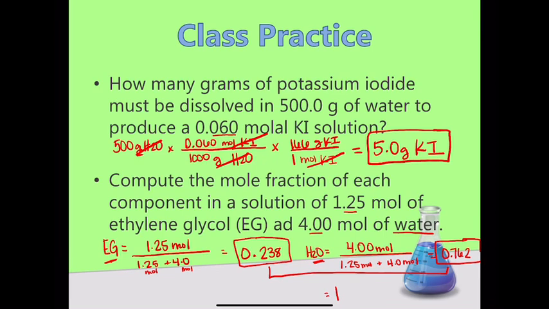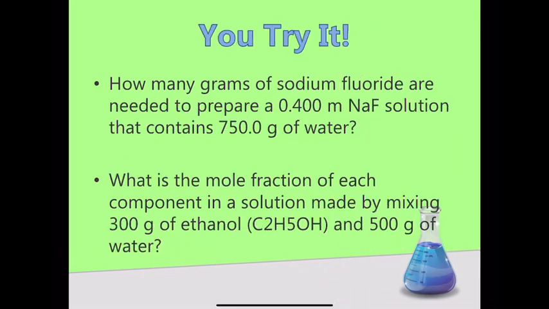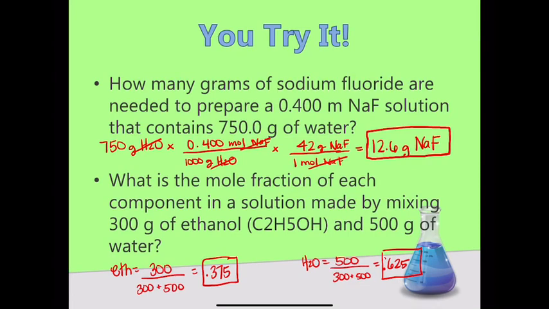All right, so here are 2 for you to try, 1 mole fraction and 1 molality calculation. Pause me for now and then come back and check and see if you got them right. All right, so if you've worked these, you should have gotten 12.6 grams of sodium fluoride for the first one. For the second one, for the mole fraction of ethanol, it should have been 0.375, and then the mole fraction for water should have been 0.625. So let's take a look at them.